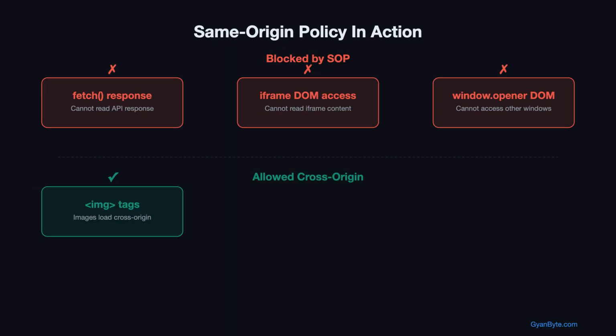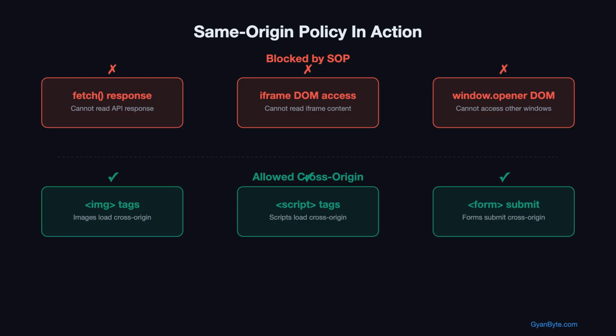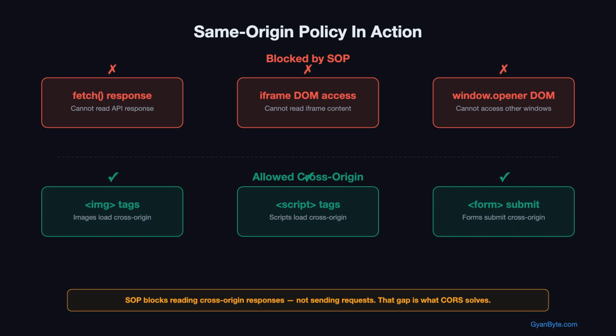But here's the thing, the browser doesn't block everything. Images load cross-origin. Script tags load cross-origin. CSS style sheets load cross-origin. Form submissions go cross-origin. The browser blocks reading responses, not sending requests. That's a critical distinction. SOP blocks JavaScript from reading cross-origin responses. It does not block the browser from sending cross-origin requests. That gap is exactly what CSRF exploits and what CORS was built to solve.